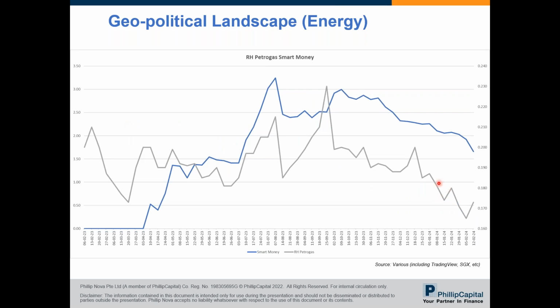The next stock, RH Petrogas, ticker T13. The company is engaged in the exploration and production of oil and gas in Indonesia. Similarly, from July until now, smart money has been selling. So far, no opportunity for this stock as well.